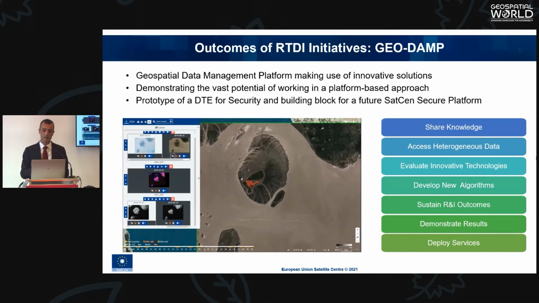So this is a sort of platform in which all the results of R&I activities at SatCen can be inserted. We can demonstrate these results and pass these results to operations. So there are actually services deployed here, used by our colleagues in Ops, of course, with some specific tasks. But it's a sort of environment between an operational and a pure R&I one.